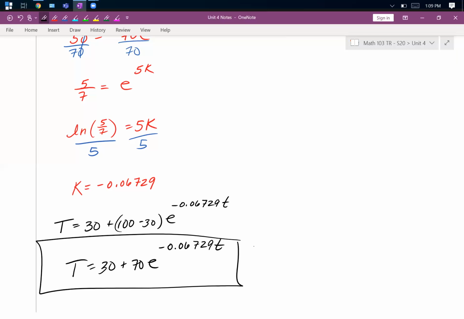Questions at all on getting the equation? All right, well, I'm going to put you guys in groups then to answer parts B and C.